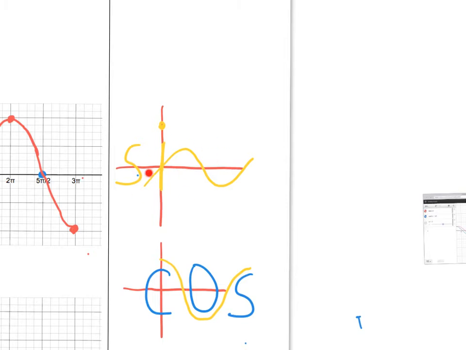Or you just remember this one right there, that the sine goes to the origin, and the other one is just shifted up. So again, whatever it takes for you to remember, just like we did with the unit circle, find the thing that makes sense to you.